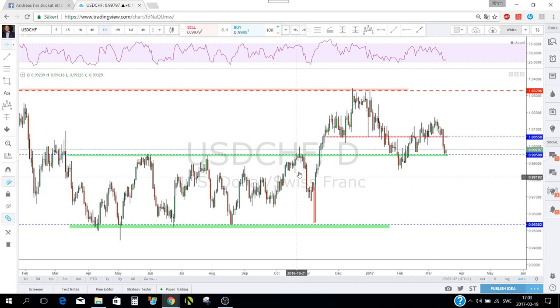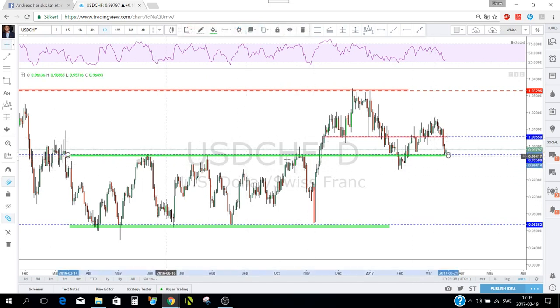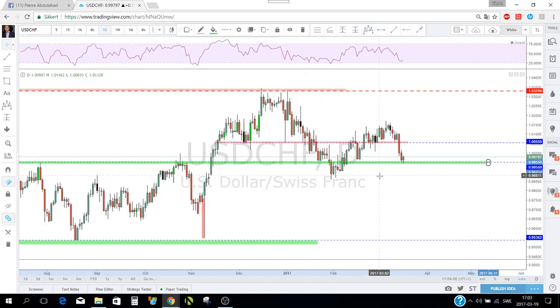this neckline, because as you see guys, this structure here should act as support, as it did here before. It got broken a little bit, and then rejected, but I still have my support area at those highs back here.